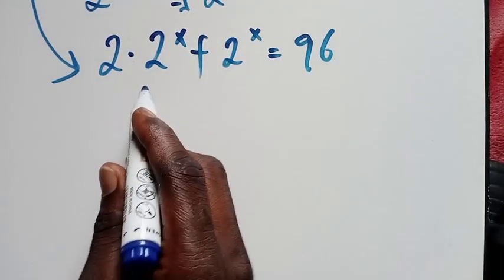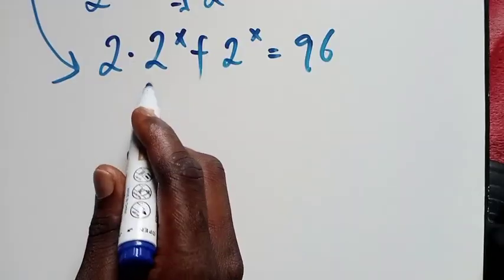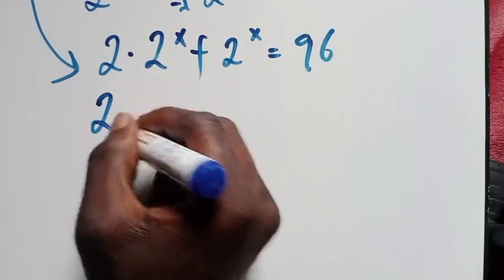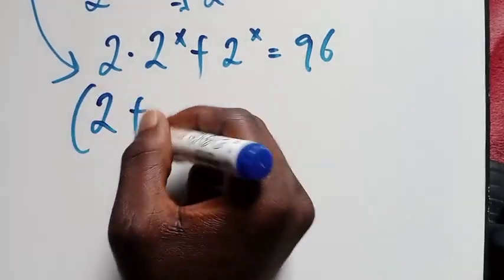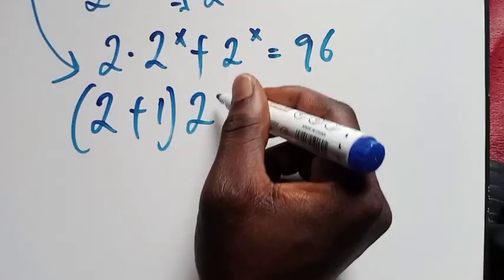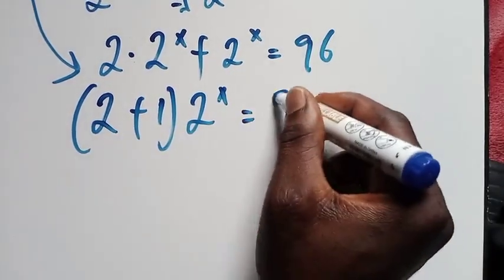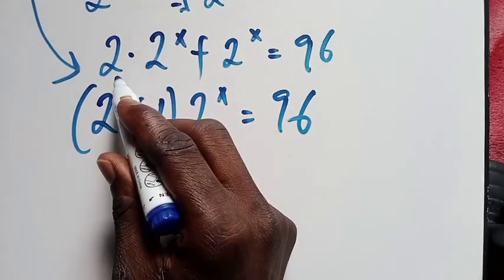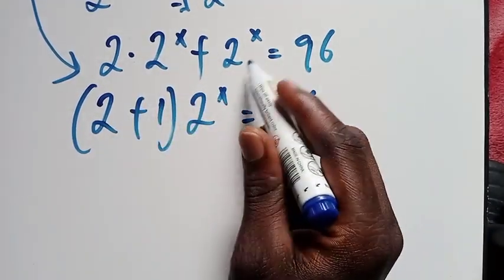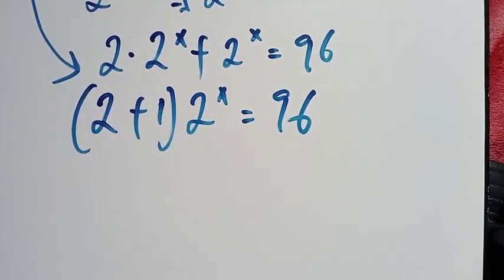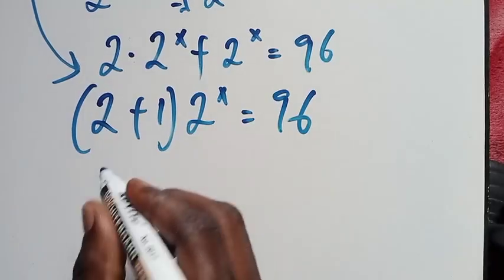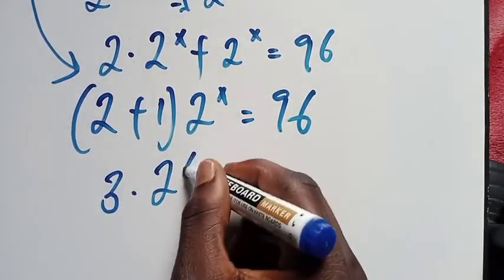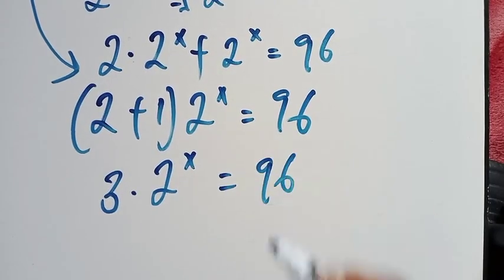You will notice that both terms have a common factor, which is 2 raised to the power x. So if you factorize, you have 2 plus 1 times 2 raised to the power x equal to 96. Because 2 to the power x is common, we factorized and we got this. Adding this together, we have 3, which is 2 plus 1, times 2 raised to the power x, is equal to 96.